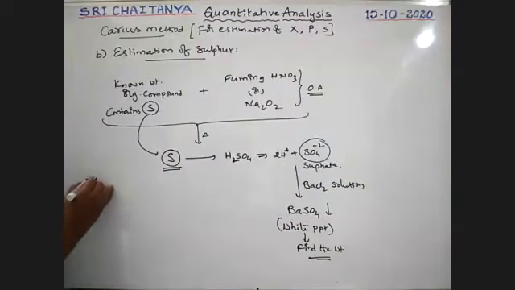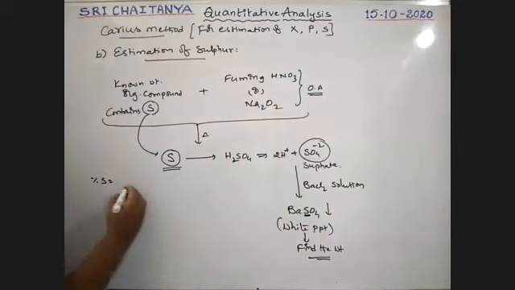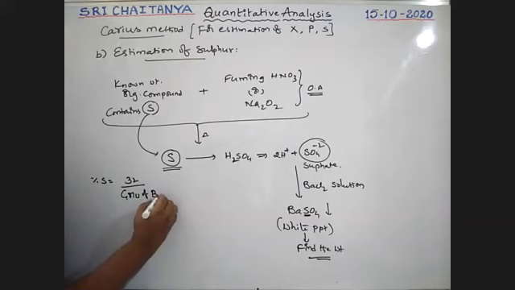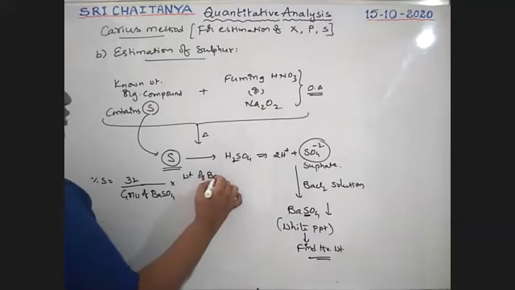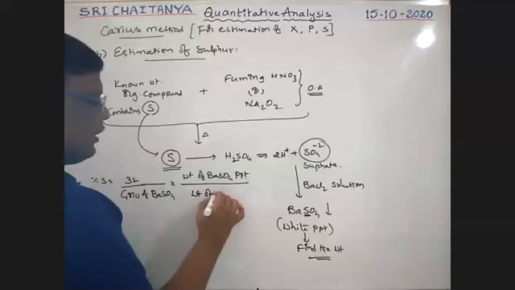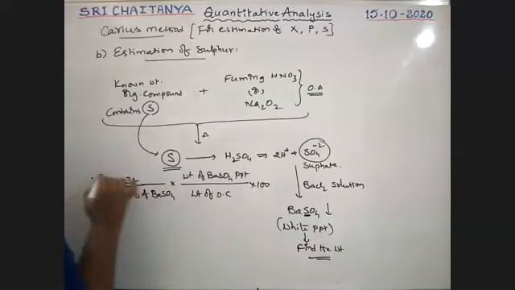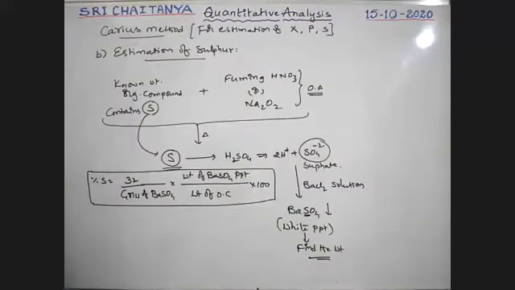See here, percentage of sulfur is equal to. See, boys, how many sulfurs are there? Only one sulfur. Atomic weight of one sulfur, 32, by gram molecular weight of BaSO4 into weight of BaSO4 precipitate by weight of organic compound into 100. This is the formula used to calculate percentage of sulfur by Carius method.